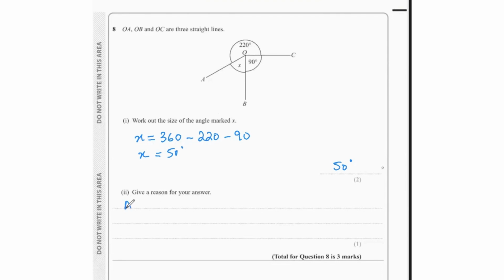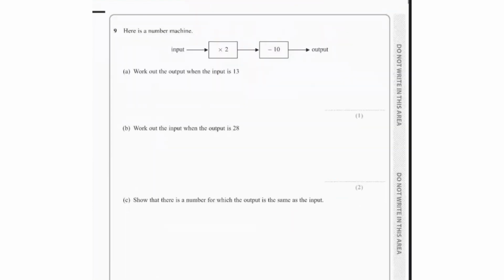So angles around a point equal to 360 degrees. Question 9 says, here is a number machine. So we input a value, then we times that by 2, then we minus 10, and that gives us the output. It says work out the output when the input is 13.